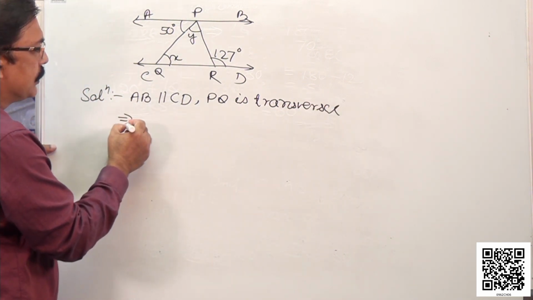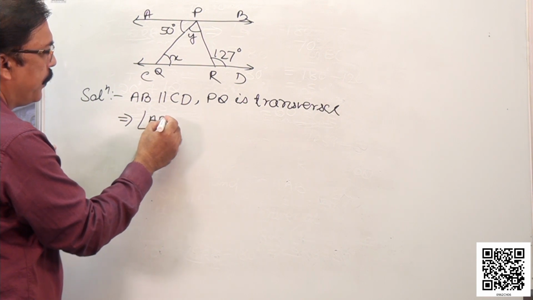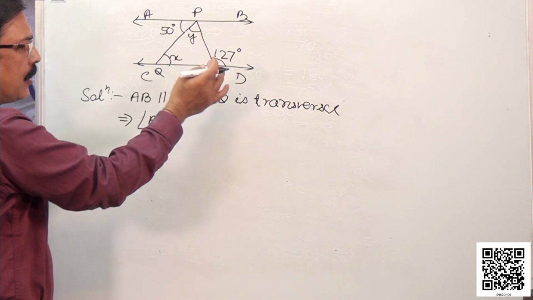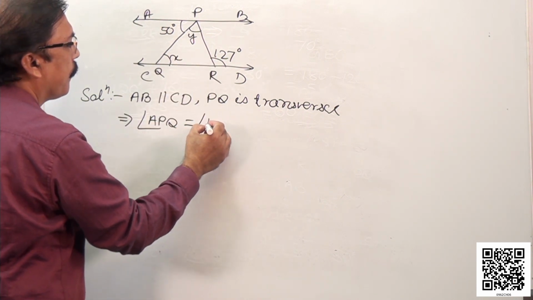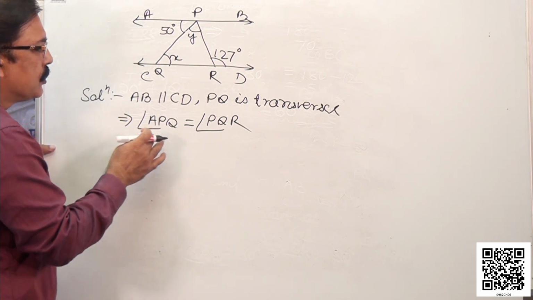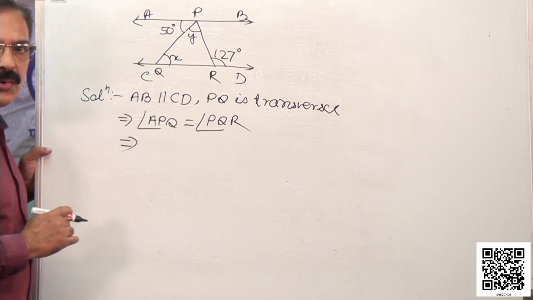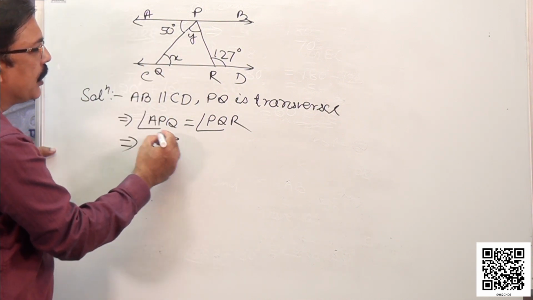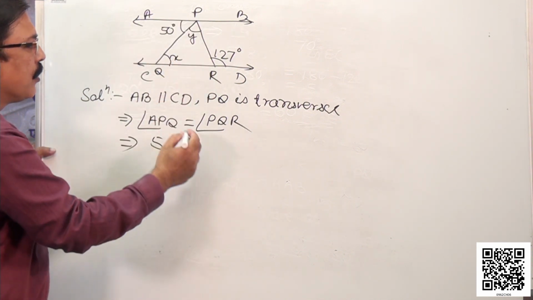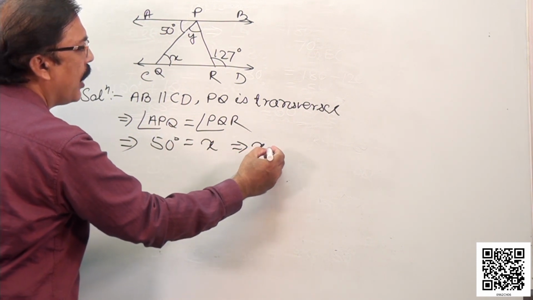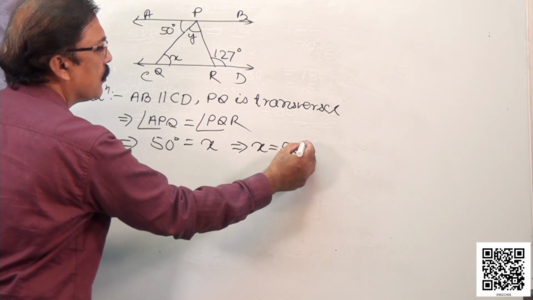This implies angle APQ is equal to angle PQR. Now put the values of APQ and PQR. What is APQ? APQ is 50 degrees, and what is PQR? PQR is X. That means here the value of X is equal to 50 degrees.